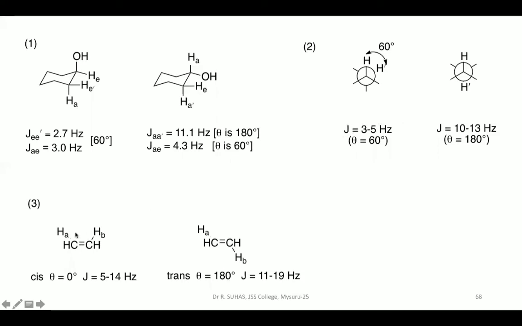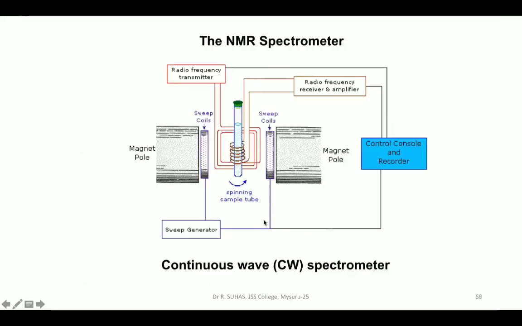Another example that we can take here to illustrate coupling constant is between cis and trans isomers. This is the cis isomer. Here theta is 0, that is the bond angle is 0. J will be obviously quite less. The range is 5 to 14 Hertz. Whereas in the trans isomer, the dihedral angle is maximum, that is 180 degrees, and hence the J value will be 11 to 19 Hertz.